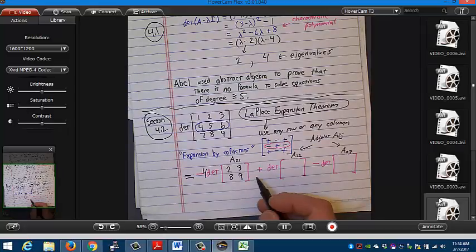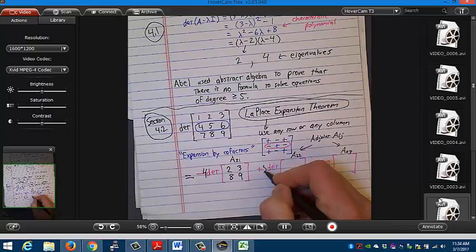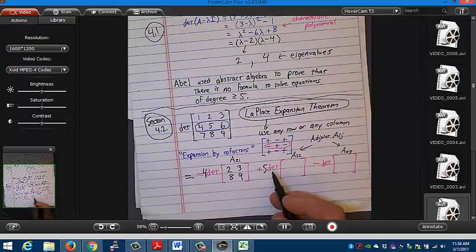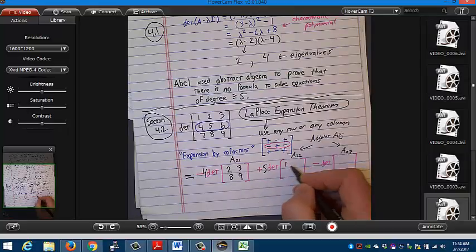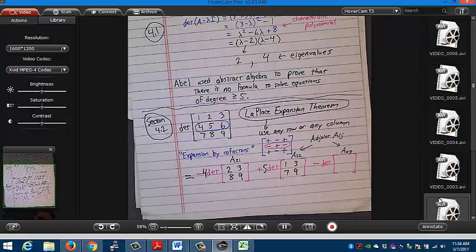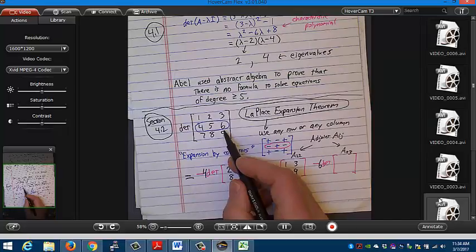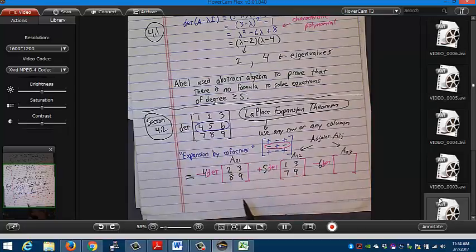Then we're going to have plus 5 times the determinant of, do you know what matrix I'm going to write? 1, 3, 7, 9. That's right. And then we're going to have minus 6 times the determinant of what matrix? Well, there's 6, right? So delete that column and that row. What's left?